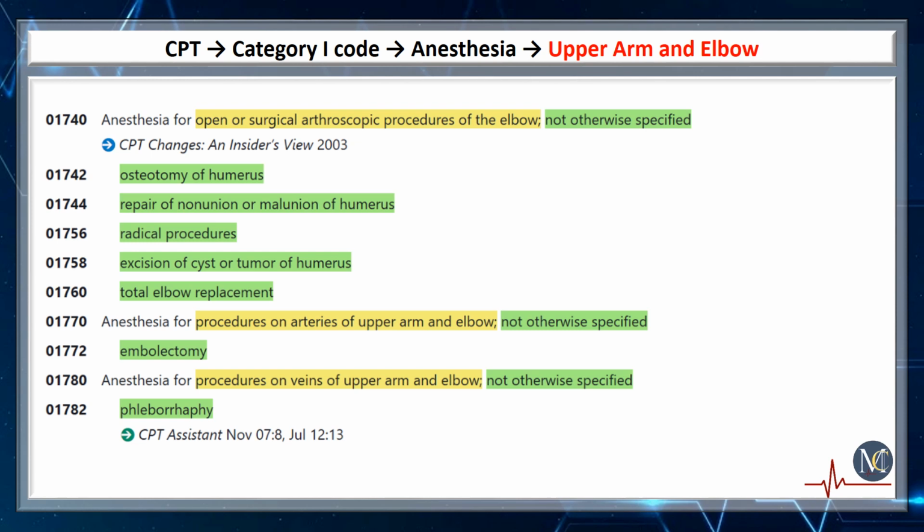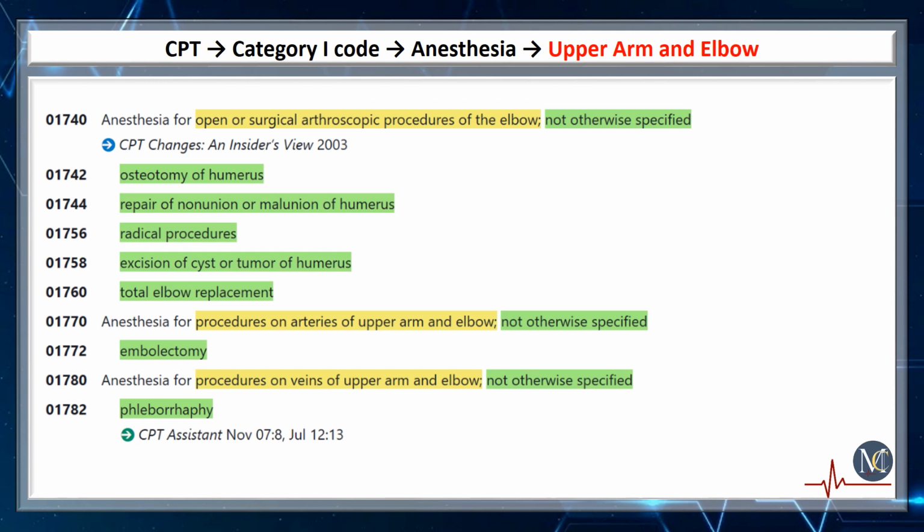Next code is 01742. Osteotomy of humerus. It means the provider performs anesthesia service for a patient undergoing osteotomy of the humerus, which is the long bone within the arm. An osteotomy is a surgery that cuts or reshapes bones.